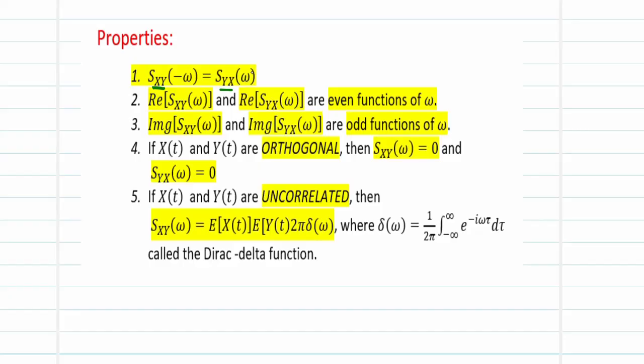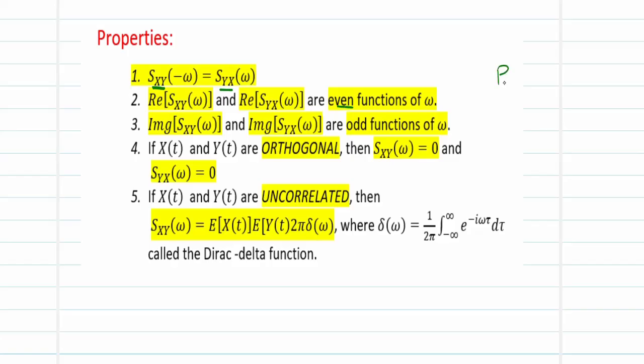Okay, so it is neither an even function nor an odd function. So what is the only property? When you have a minus sign, it flips the random variables from XY to YX, and it flips the frequency from negative to positive. The second property says that the real part of Sxy of omega and the real part of Syx of omega are going to be even functions of omega.